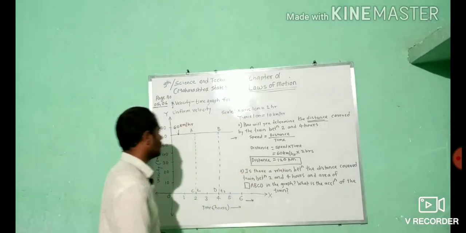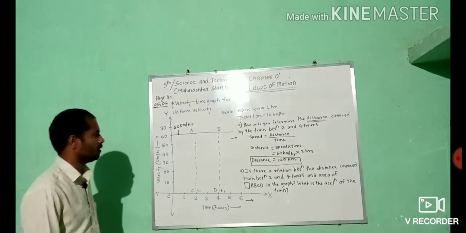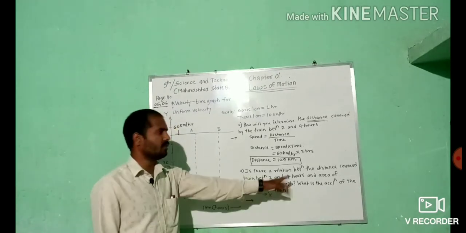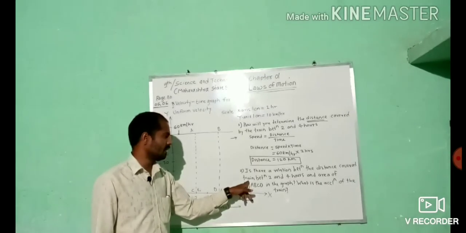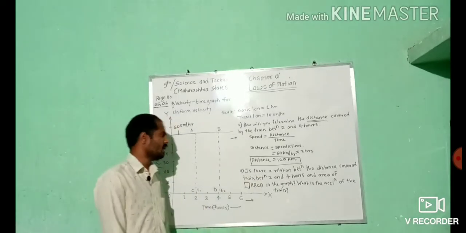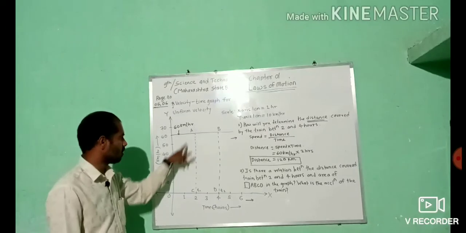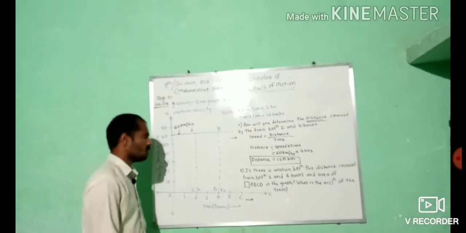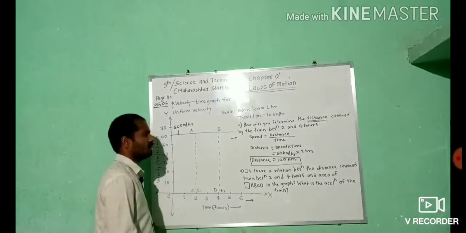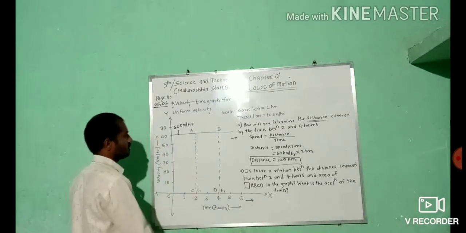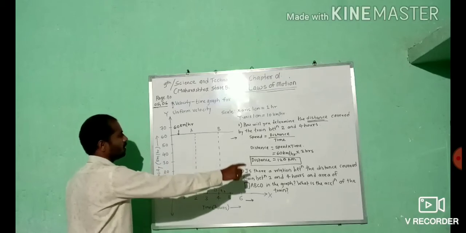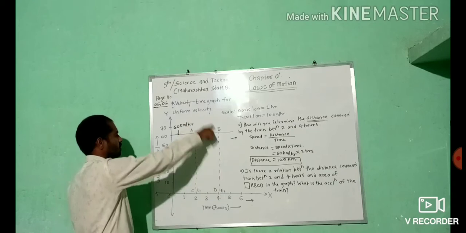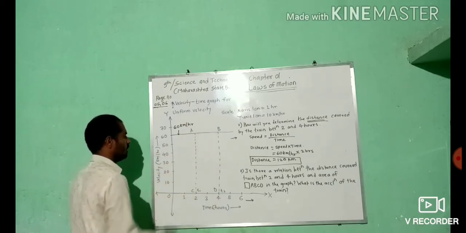So you can determine that orally also. Now the second question: is there any relation between the distance covered by that train between 2 to 4 hours and the area of the quadrangle ABCD? Is there any relation? So there is a relation. There is a relation between the distance covered by that train between 2 to 4 hours and the area of that quadrangle ABCD.